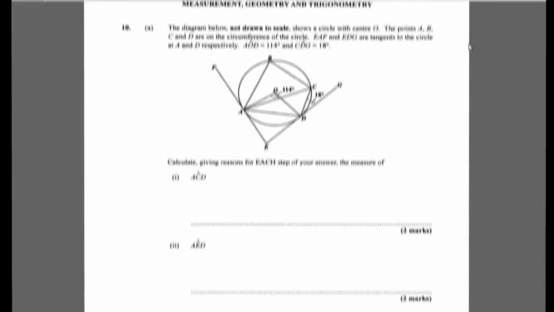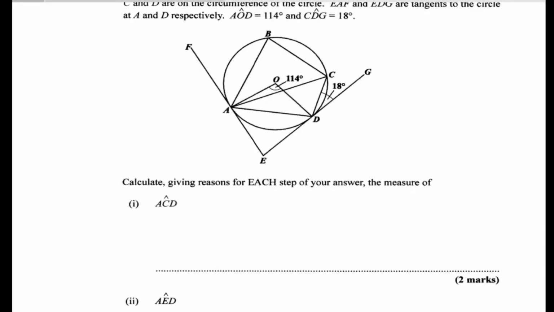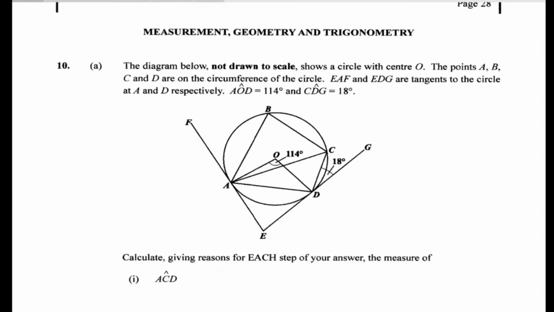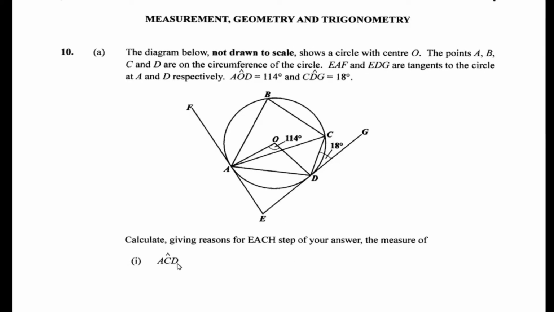On to question 10. Question 10 says the diagram below is drawn to scale. It shows a circle with center O, and the points A, B, and C are on the circumference of the circle. EAF and EDG are tangents to the circle at A and D respectively. Then it gives us two angles on the diagram, and it's going to ask us to calculate some angles. Calculate, giving reasons for your answer, angle ACD.